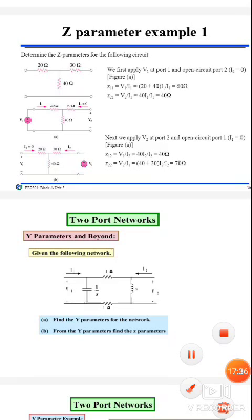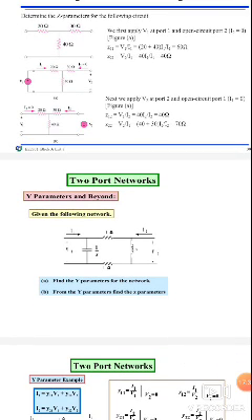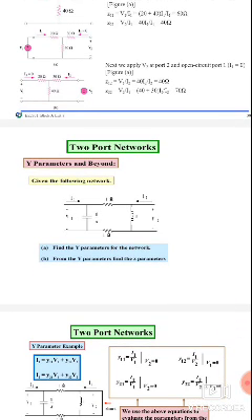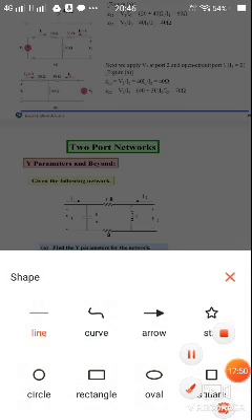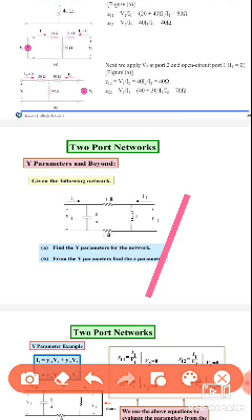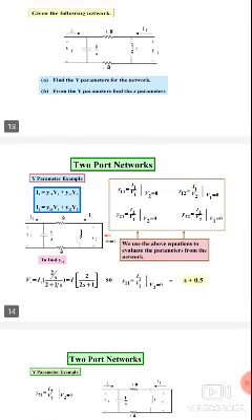Next, two-port network, Y parameters. Given the following network, find the Y parameters of the network from the equations, and next, from the Y parameters, find the Z parameters. Find the Y parameters for a network.